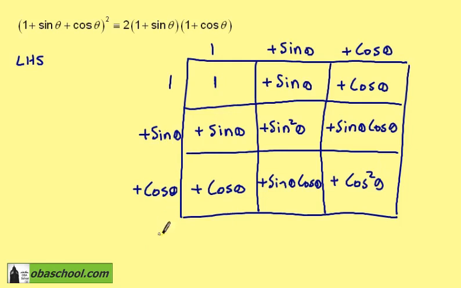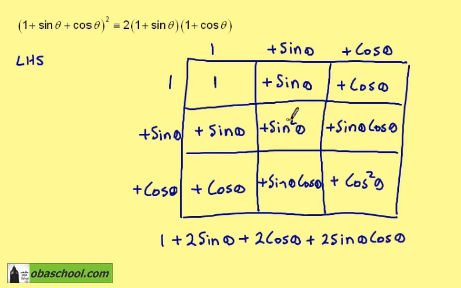Taking out of the grid, we've got 1. We have 2 sin θ. We have 2 cos θ. We have 2 sin θ cos θ. We have a sin² θ, and we have a cos² θ.